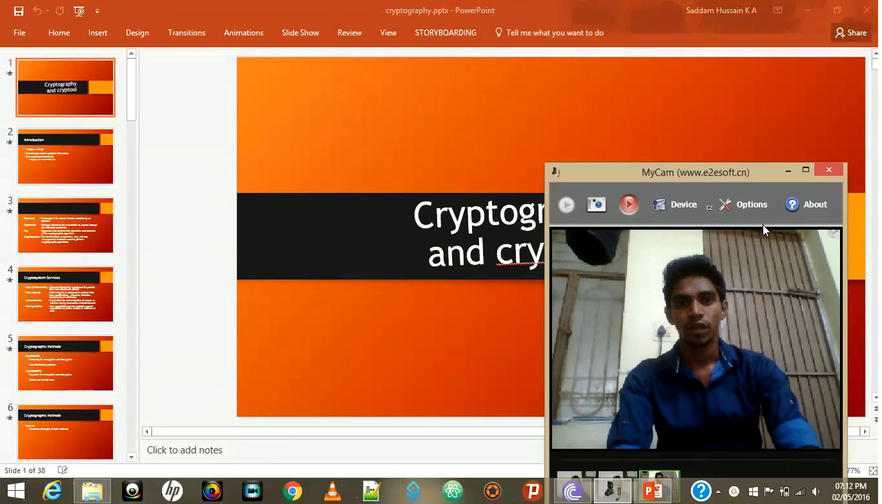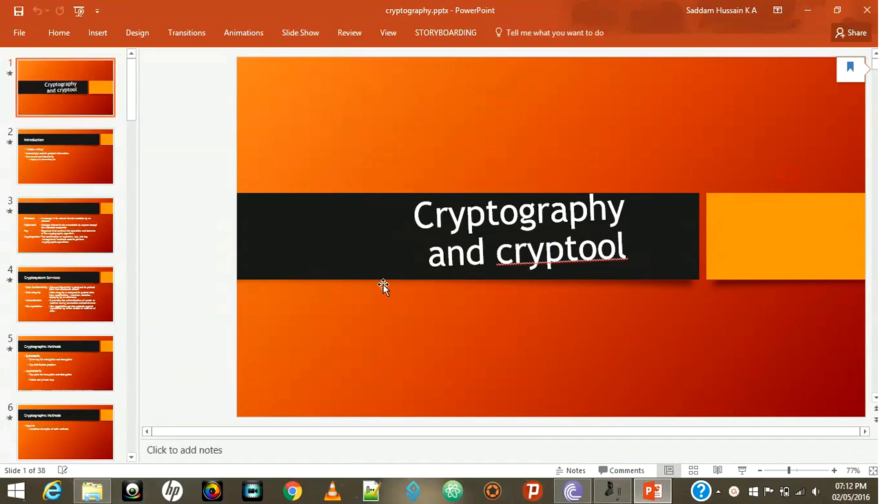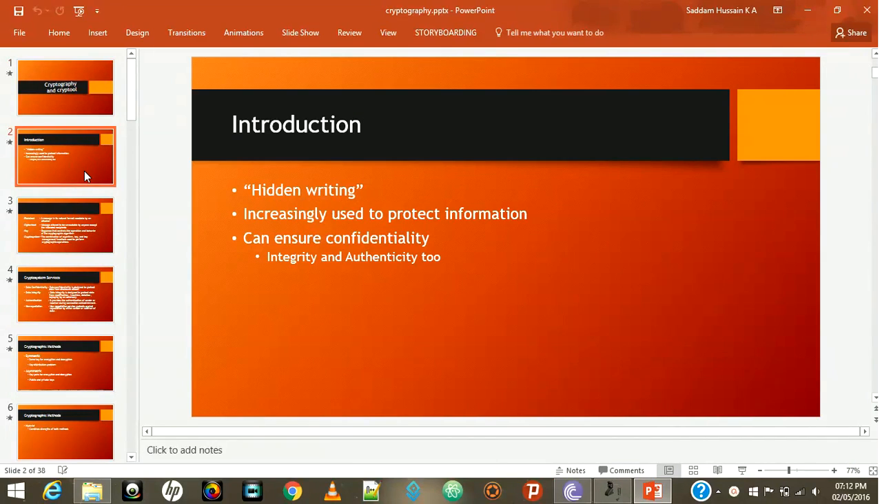Now I am going to explain about cryptography and CrypTool. Okay, basically, what is cryptography? Cryptography is nothing but hidden writing. Hidden writing in the sense that the information is protected using cryptography, and it can ensure confidentiality, integrity and authenticity.